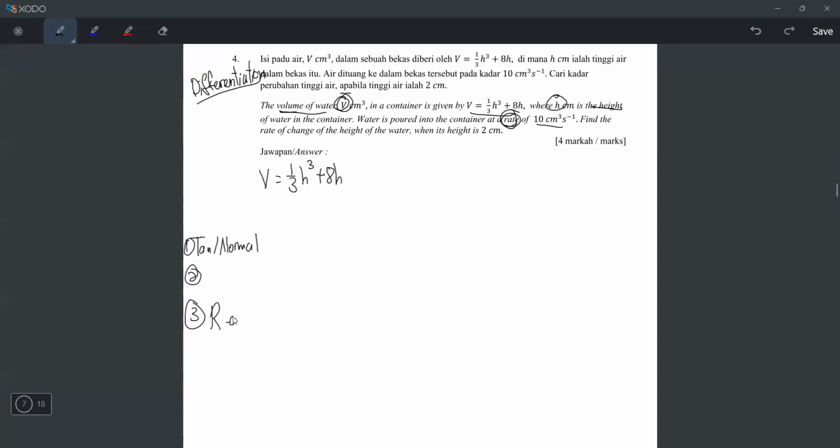The third one is rate of change. The fourth one is small change, right? Small change. And then the fifth one is limit. Okay, limit. So what is the second one? I forgot already lah. Tangent normal.